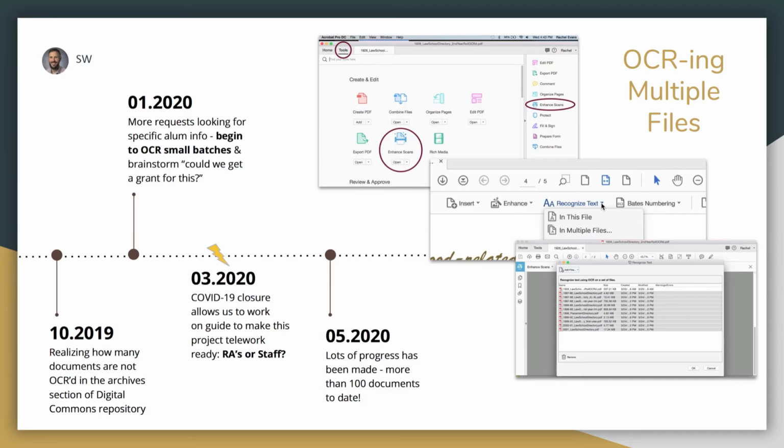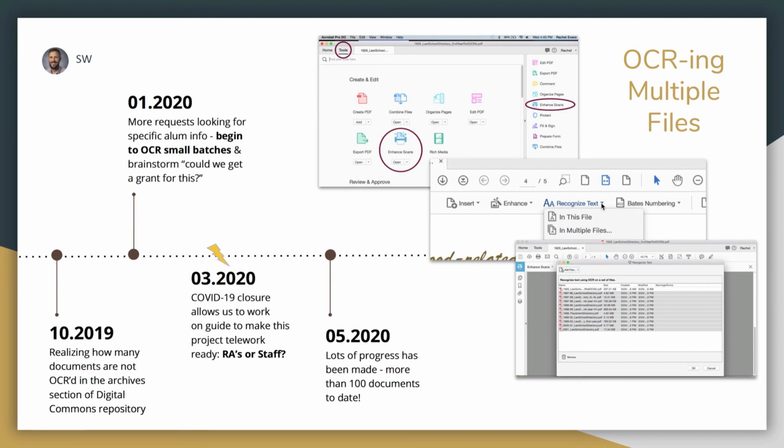The genesis of this project came from a research task that we were working on. As they say, necessity is the mother of invention, or perhaps here, frustration is the mother of OCR projects. We recognized late in 2019 that there are a huge amount of documents in our repository that are not OCR'd, including the ones we were trying to use for research. So we started talking about a project that would put these through OCR so that they would be both searchable and findable. We started talking about that in the beginning of the year as a project that maybe we could give to our research assistants.